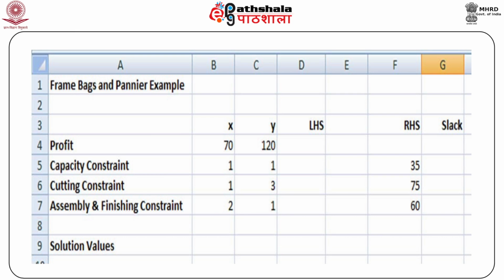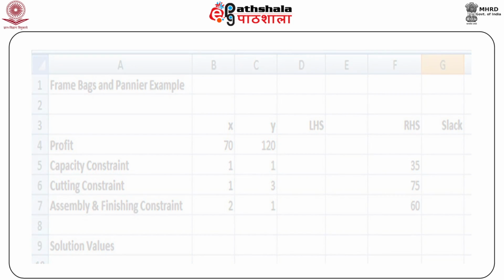Seventh, enter the coefficients of the objective function on a line labeled profit. Eighth, enter the coefficients of the constraints in the lines labeled capacity constraint, cutting constraint, and assembly and finishing constraint. Ninth, enter the right-hand sides for each constraint in the appropriate row in the column labeled RHS.